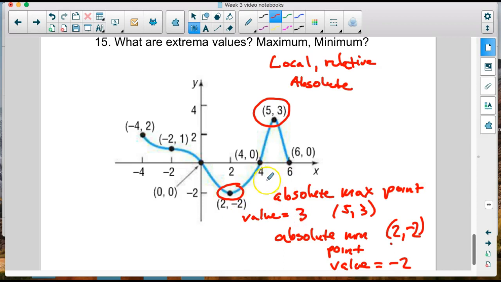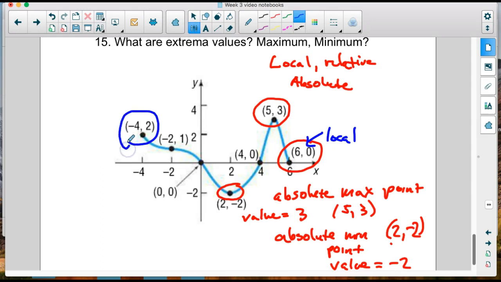Okay, so there's a couple other points in here that are local. In this point, it goes up, then it goes down. This is a point that's also what we call a minimum point, but it's a relative or local minimum point. The function goes down to this point. This is the lowest point in its area, so this is going to be a local minimum or a relative minimum.